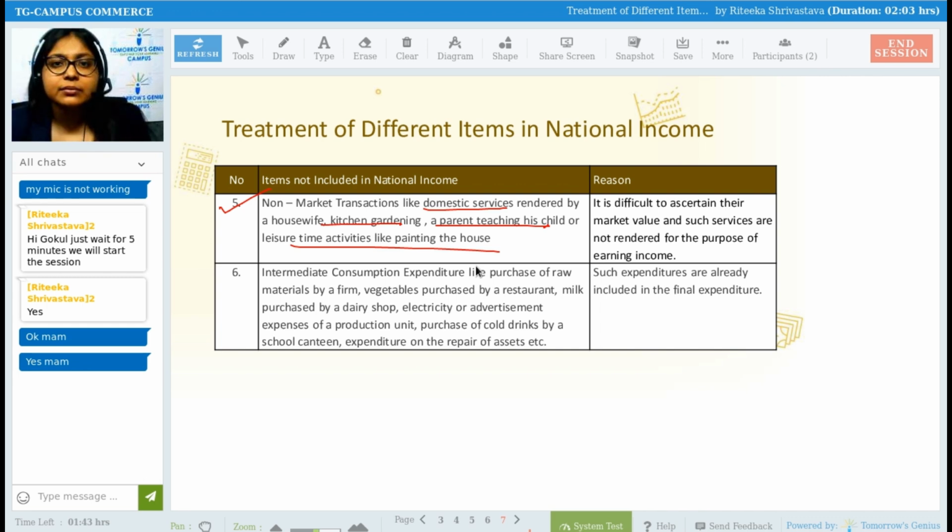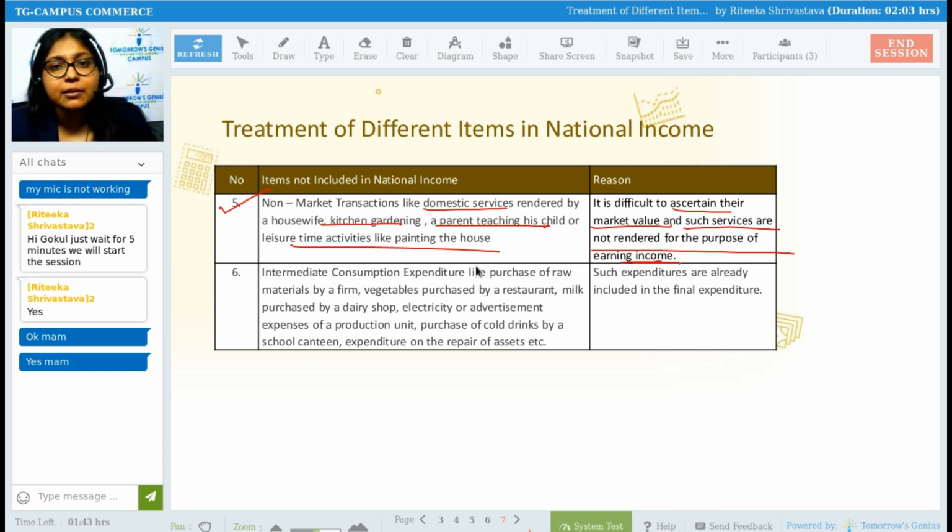Same way, if I am a teacher and I am teaching my sister or a friend, then again I'll teach her for free of cost. So that is all the domestic services. All the domestic services are again not included under national income because it is difficult to ascertain their market value, and such services are not rendered for the purpose of earning income.